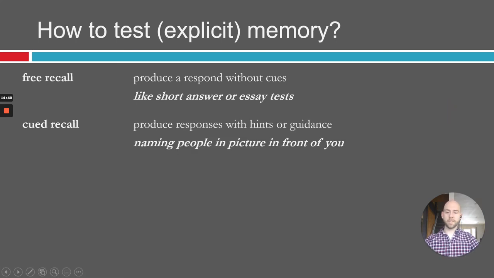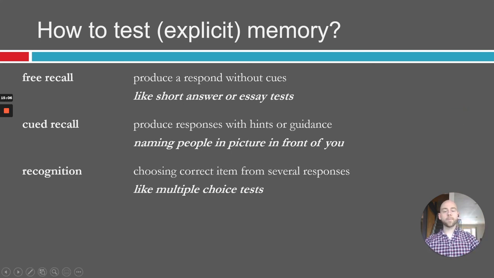Cued recall is a little bit different, responding to things with hints or guidance. So, if you are given a picture of someone and asked who it is, that would be cued recall. It's not giving you examples of who it might be, but it's giving you visual cues to who that person is. Recognition is different. That is choosing something that's correct, recognizing the right information. So the analogy here would be multiple choice tests, that you're asked a question, maybe about a definition for a term, and you look at the different definitions provided, or if you're given a definition, you look at the different terms provided, and you recognize which one of those things fits with the other.